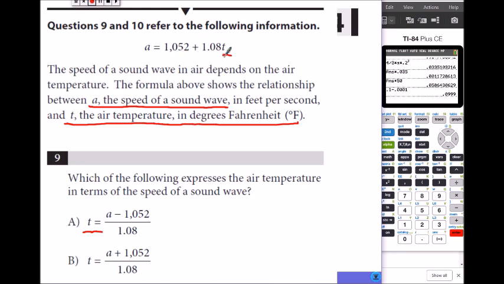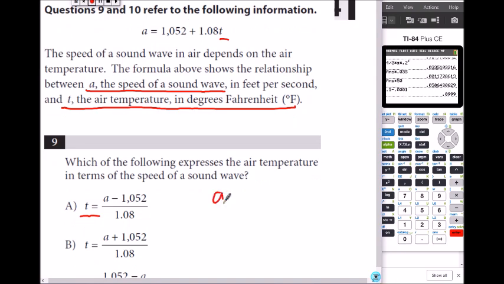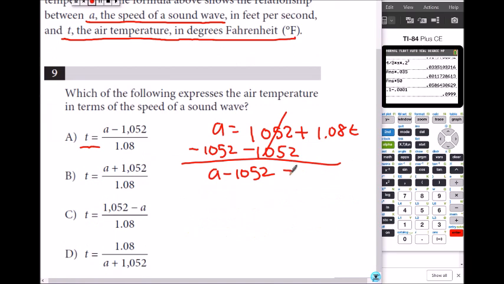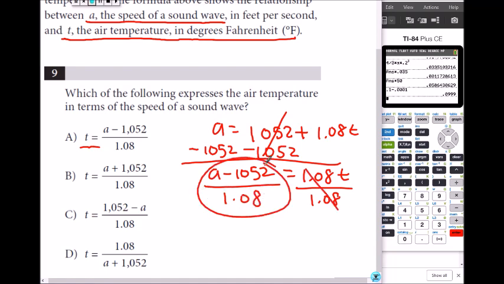So if you have A equals 1,052 plus 1.08 T, move 1052 by subtracting it. So it is A minus 1052 equals 1.08 T. So now divide by 1.08 from the whole thing. So T equals A minus that, divided by 1.08.